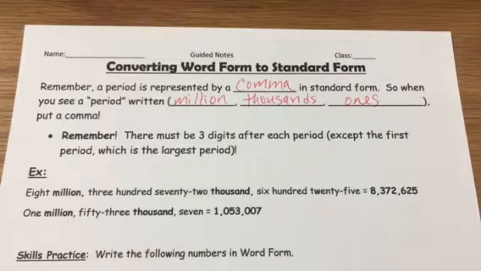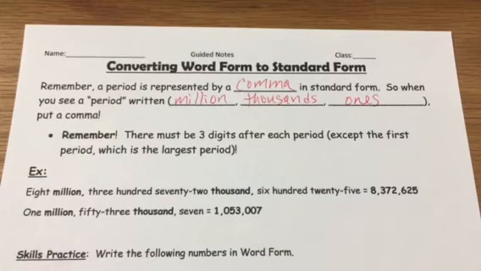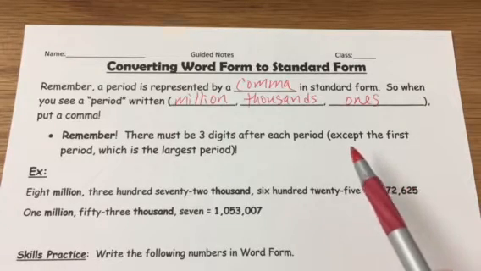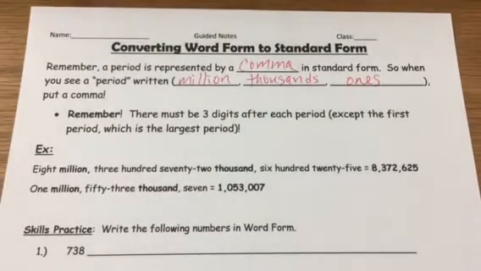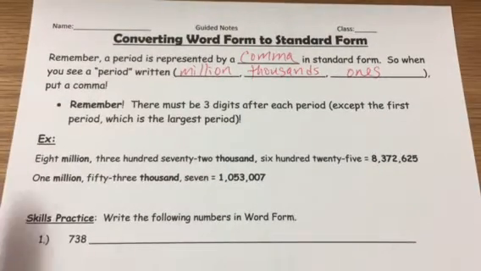There is an exception to this, so that means there is a special case where we don't necessarily have to have 3 digits within a period, and that's when we're dealing with our biggest period. So whatever period is furthest to the left, it can have either 1, 2, or 3 digits. So that is an exception. So let's take a look at some examples.